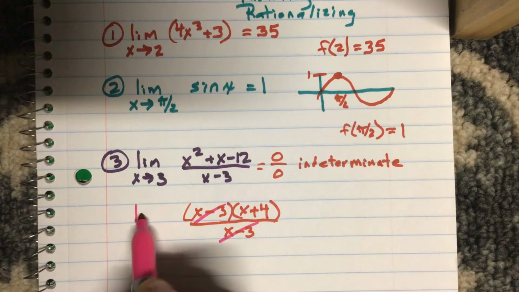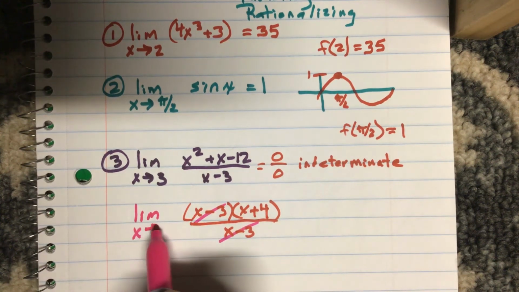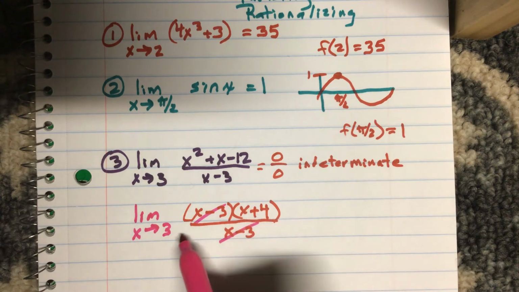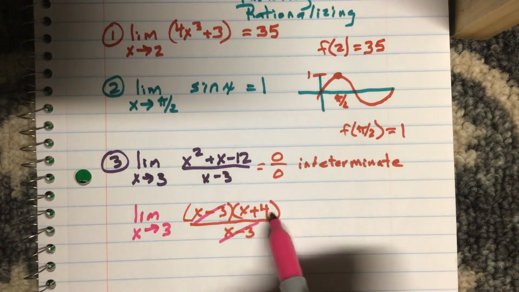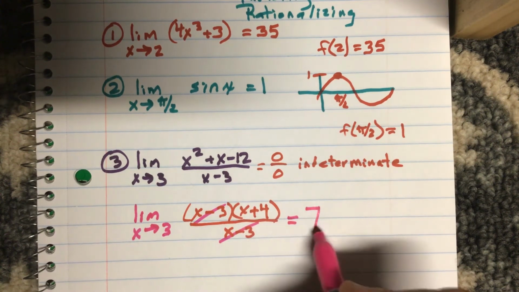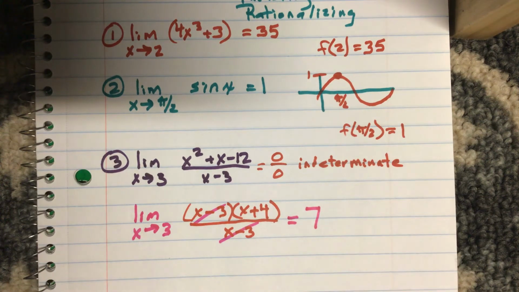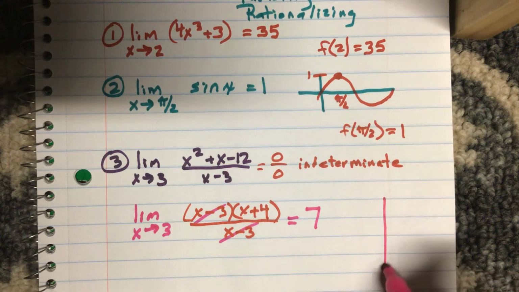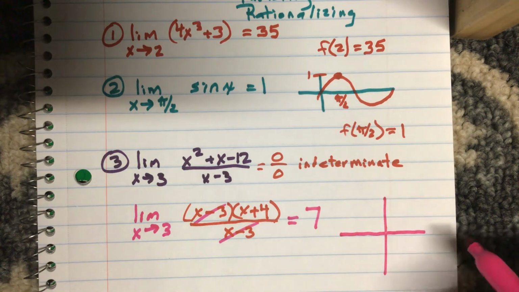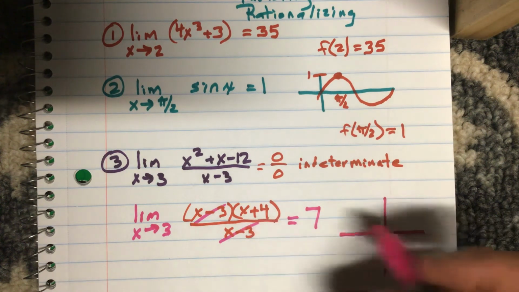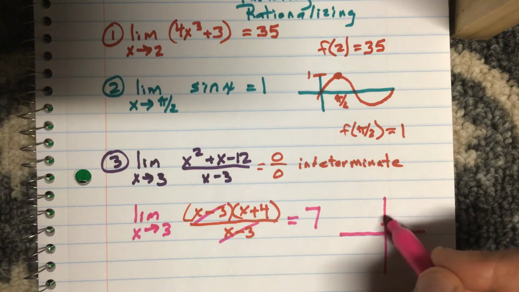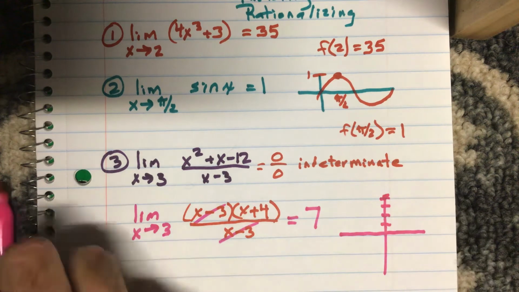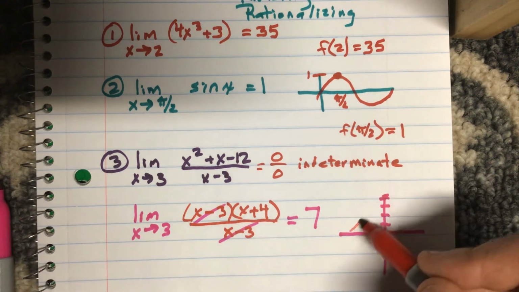So we're taking the limit as x approaches 3 of this new function, which is just x plus 4. Now I can do direct substitution. 3 plus 4 is 7, so the limit is 7. What this looks like when you graph it, now that you've reduced it, is just a linear function, x plus 4. The y-intercept is 4 and it has a slope of 1. So it looks like this.